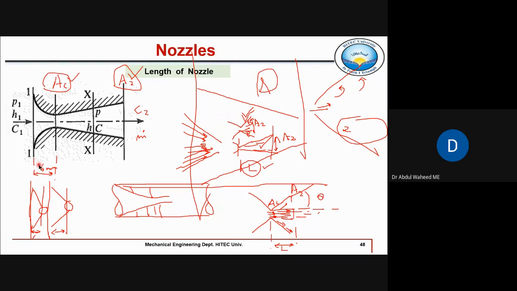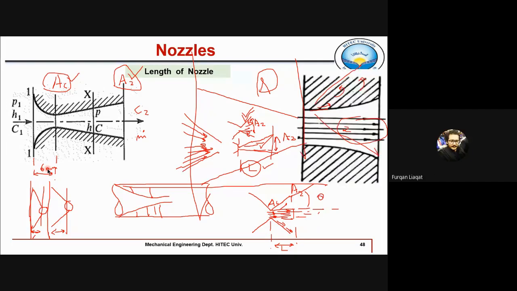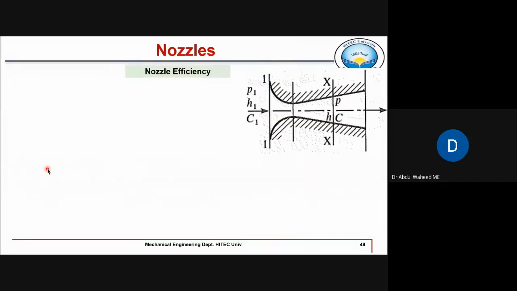The convergent portion should be as small as possible, because here there is no issue of such flow separation. Here the whole fluid will be converging, so all the fluid particles will be moving in one particular direction. To keep the friction minimum, the length should be as small as possible. So I have explained it in detail in the slides.